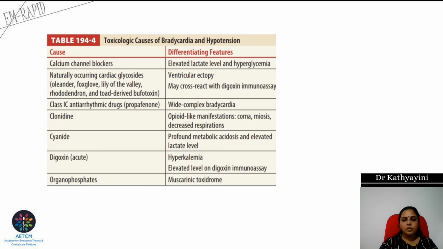How we differentiate these from beta blocker toxicity is that each toxicological ingestion will have a toxidrome. In CCB toxicity, there will be elevated lactic acid and hyperglycemia. In digitalis or digoxin toxicity, there will be hyperkalemia, ventricular ectopics, and we can detect the drug in the digoxin immunoassay. In class 1C antiarrhythmics, there will be bidirectional tachycardia. With clonidine, the patient will have opioid-like manifestations: coma, miosis, respiratory depression. With cyanide, there will be metabolic acidosis and lactic acidosis. And in OP poisoning, there will be the muscarinic toxidrome.